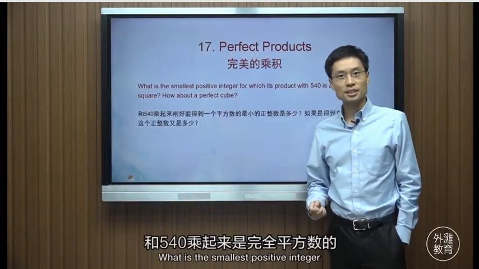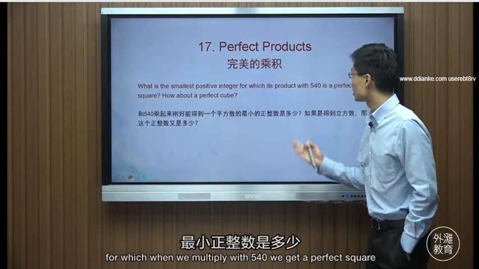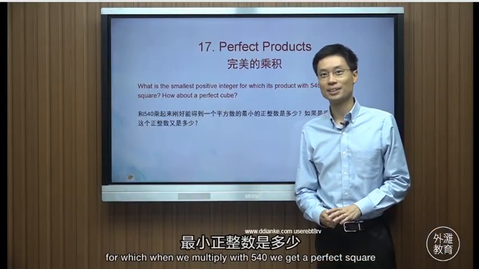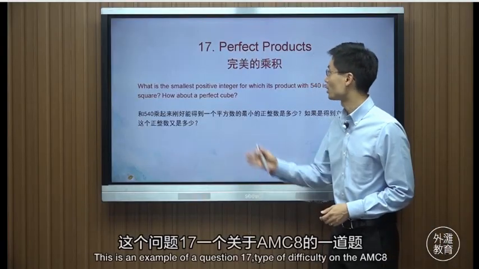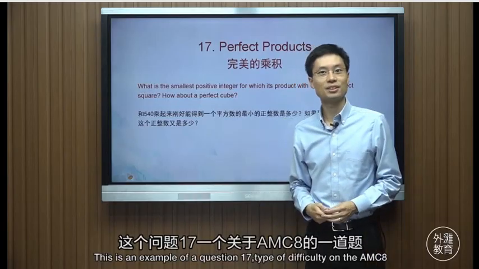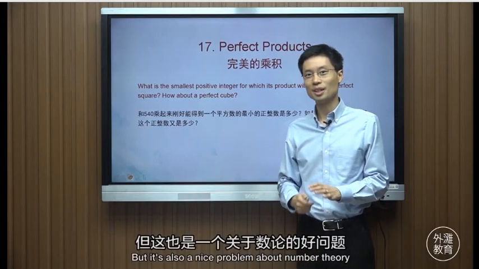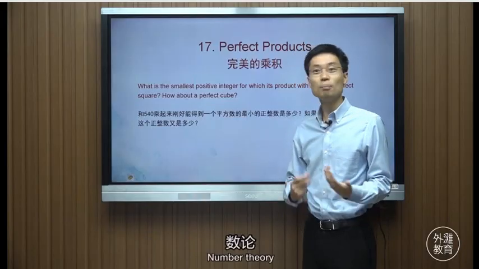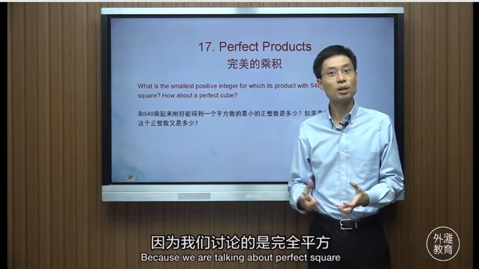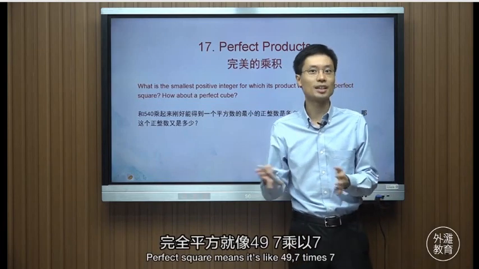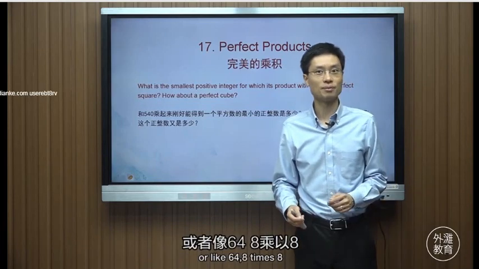What is the smallest positive integer for which, when we multiply it with 540, we get a perfect square? This is an example of a question 17 type of difficulty on an AMC8. But it's also a nice problem about number theory. Number theory, because we're talking about perfect squares. Perfect square means it's like 49, 7 times 7, or like 64, 8 times 8.